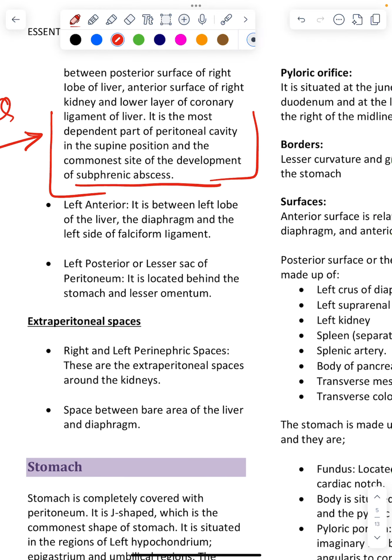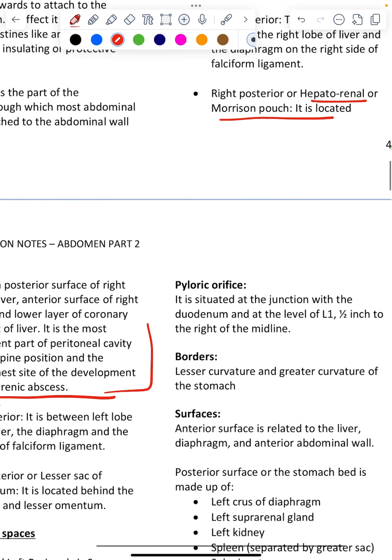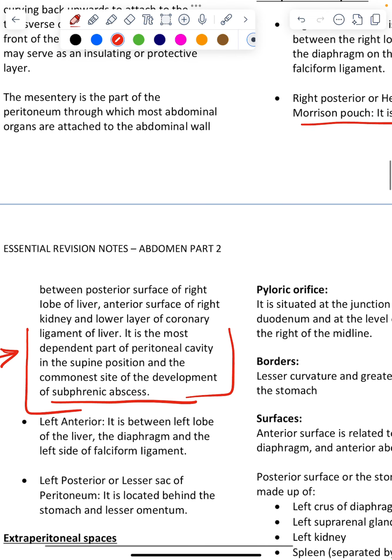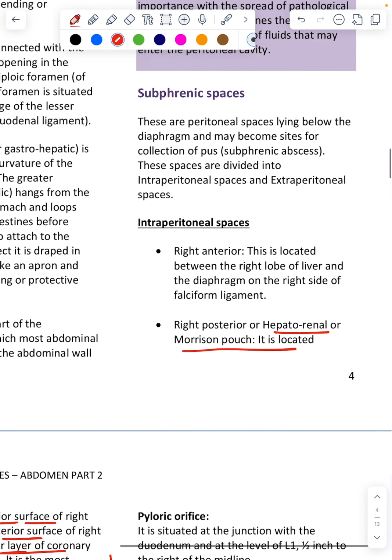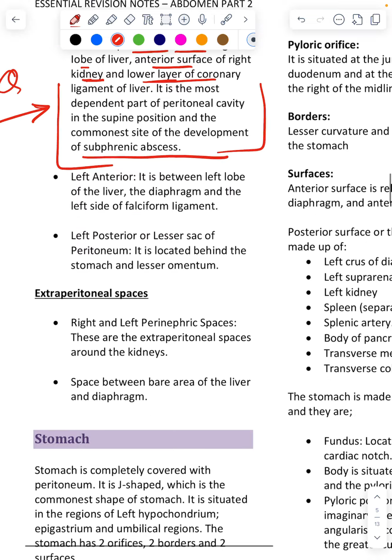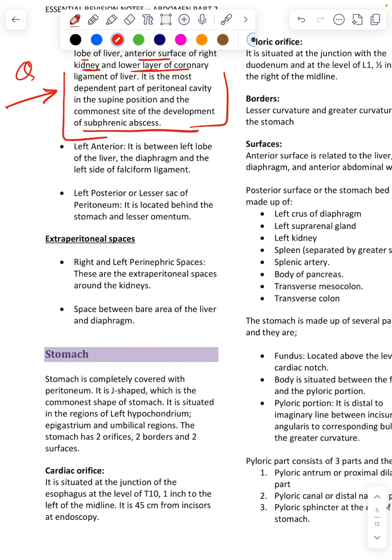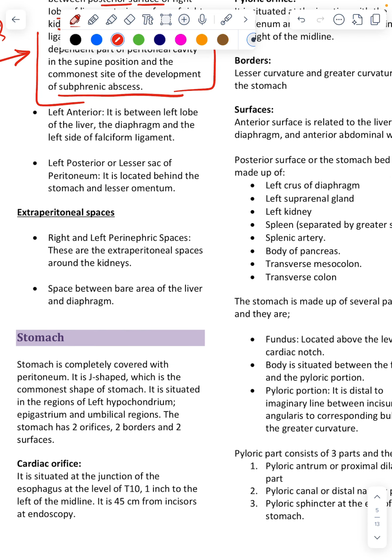The left anterior recess is the same. Morrison's pouch is located between the posterior surface of the right lobe of the liver and the anterior surface of the kidney, and the lower layer of the coronary ligament of the liver. So the liver has the coronary ligament, and that is the recess. Then there is the extraperitoneal right space.